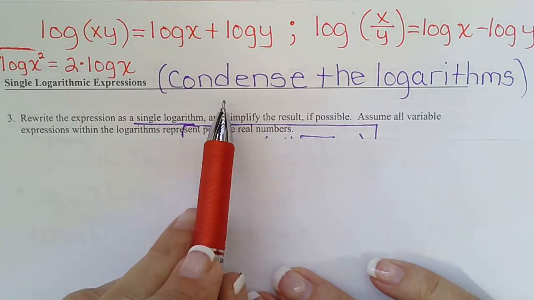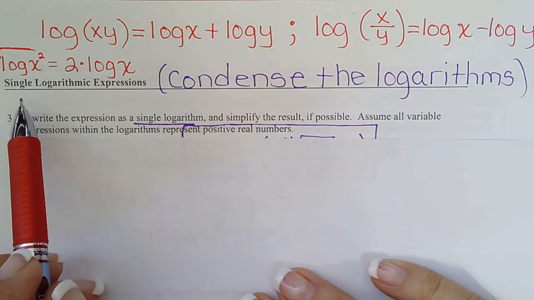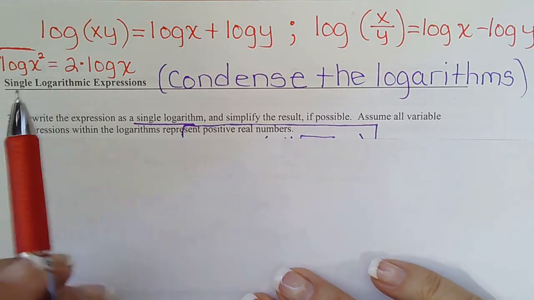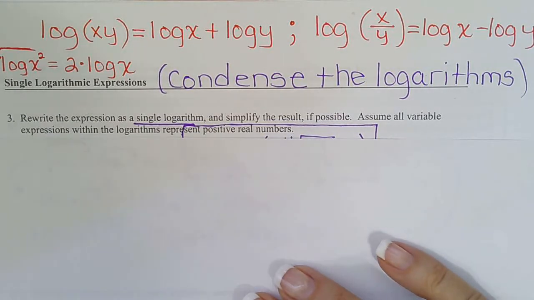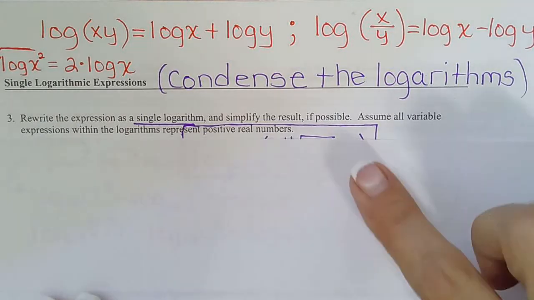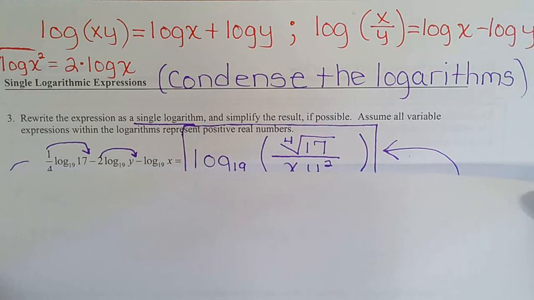So I also wrote this, condense the logarithms, because some textbooks will say write as a single logarithm. Some textbooks are going to say condense the logarithm. So depending on who the author of the textbook is, they use different language, and I just want you to be exposed to both. Okay. So rewrite as a single logarithm, assume all variables are positive.